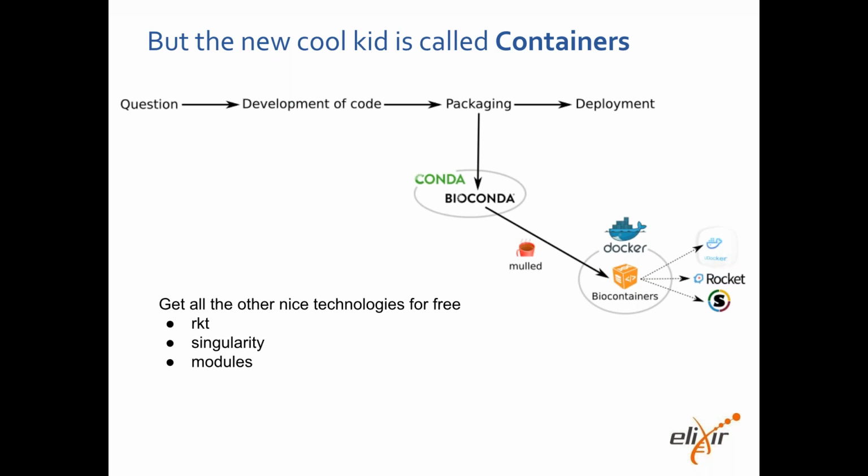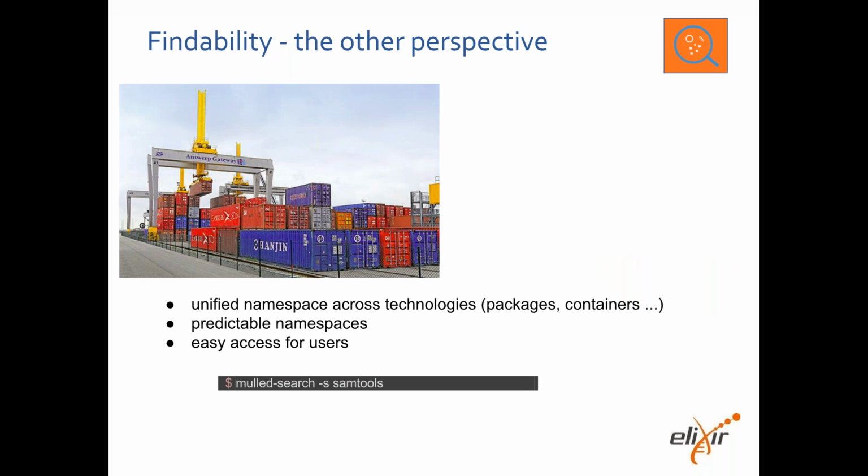You contribute two text files to Bioconda. This is the meta.yaml file and the build.sh file. And then we will generate all these nice fancy technologies out of it. Automatically, very transparent, and the same binary will end up in all these technologies.